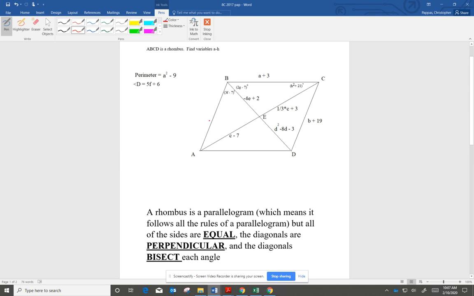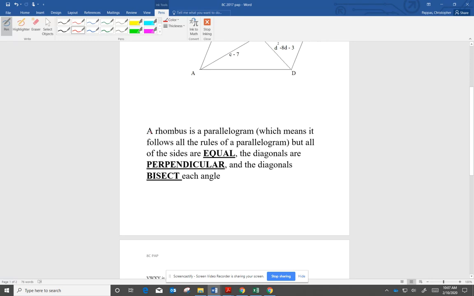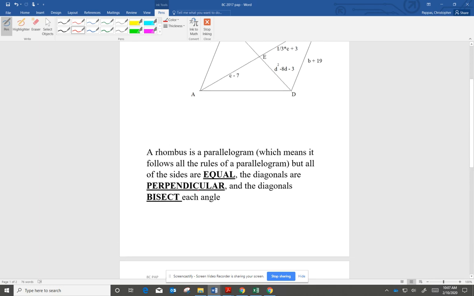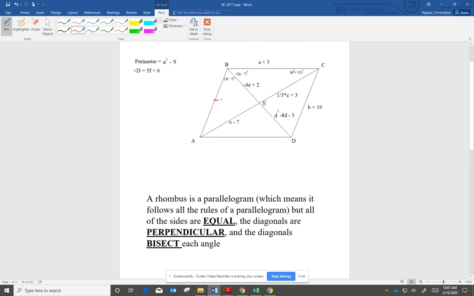Okay. So the rhombus, and I just put these in this section here at the bottom of the document there. You can copy these rules down either on this paper or another piece of paper or whatever. But a rhombus is a parallelogram. So it's going to follow all the rules that a parallelogram has. In addition to that, all the sides of a rhombus are equal. So all the sides are going to be equal to each other.